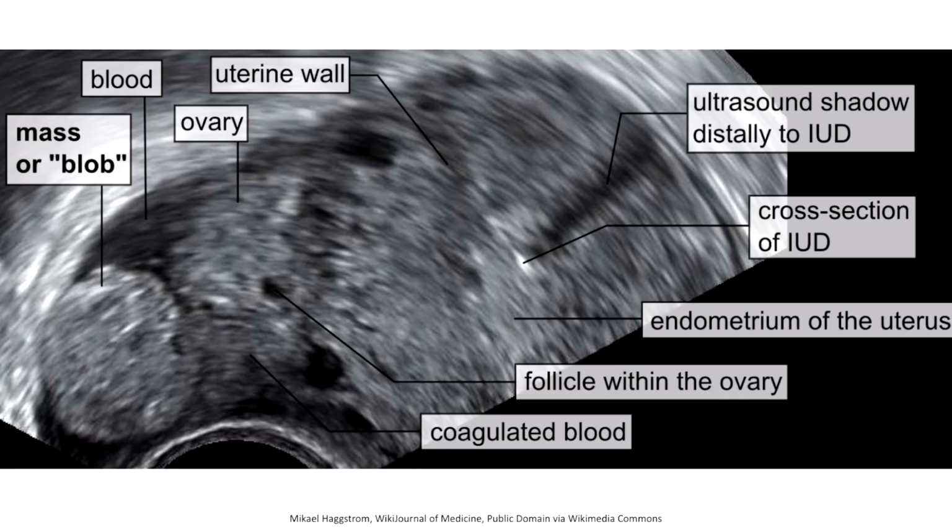Here's an image of a transvaginal ultrasound that shows tubal ectopic pregnancy. It appears as a spherical mass or a blob, known as the blob sign. Also notice that this patient has an intrauterine device in the uterus, which is a risk factor for ectopic pregnancy.